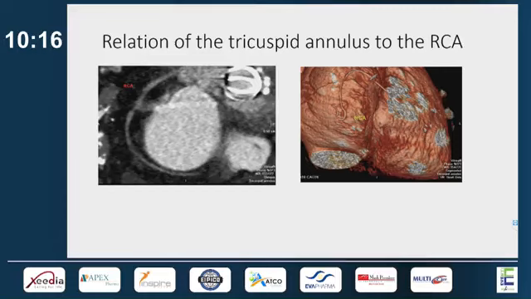This is an oblique view that can describe how the right coronary artery is close to the inferior aspect of the tricuspid annulus. And this is the volume rendered image, which can show the course of the right coronary artery in relation to the annulus. It may go superior, inferior, or at the same level, or it may change its level, coming inferior, then superior to the annulus.